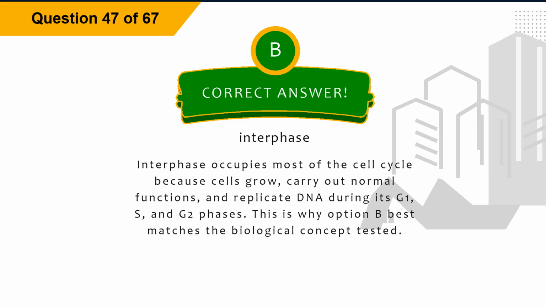The correct answer is option B, interphase. Explanation. Interphase occupies most of the cell cycle because cells grow, carry out normal functions, and replicate DNA during its G1, S, and G2 phases. This is why option B best matches the biological concept tested.